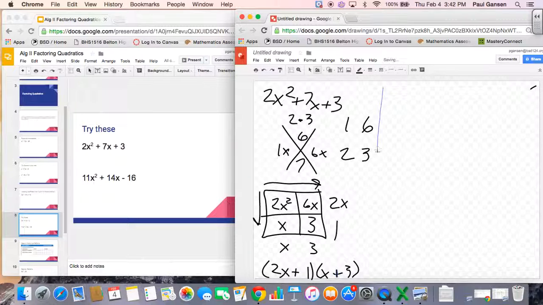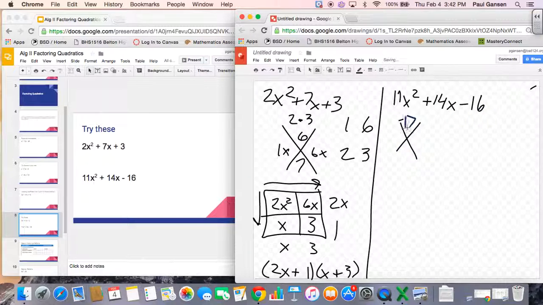Last one is a little bit trickier here. So we have 11x squared plus 14x minus 16. So with this, again, doing our x portion of this, 11 times negative 16 is negative 176. And what goes down here is 14.